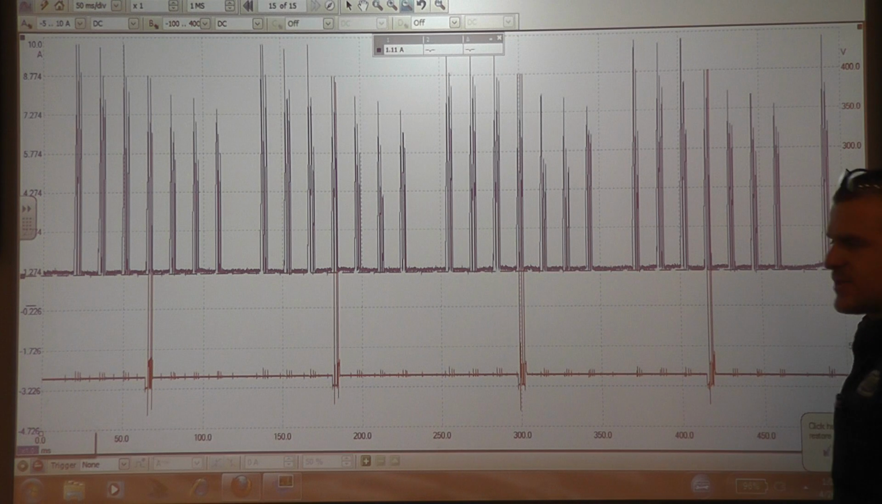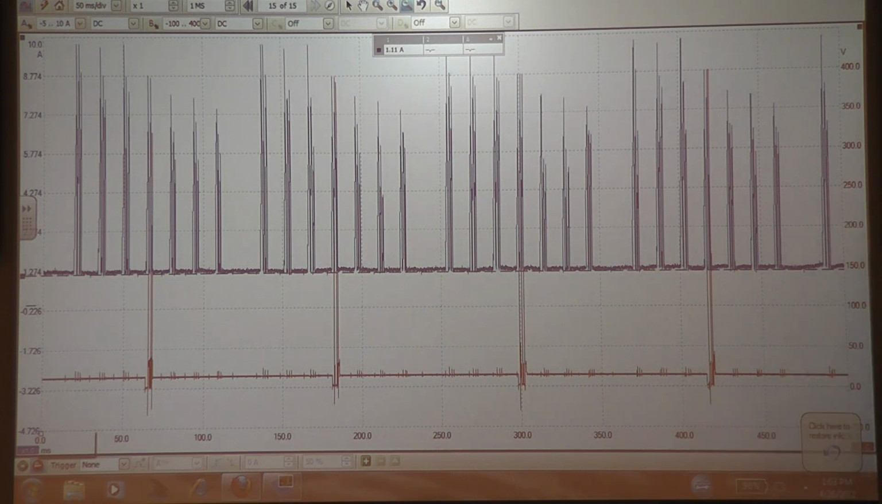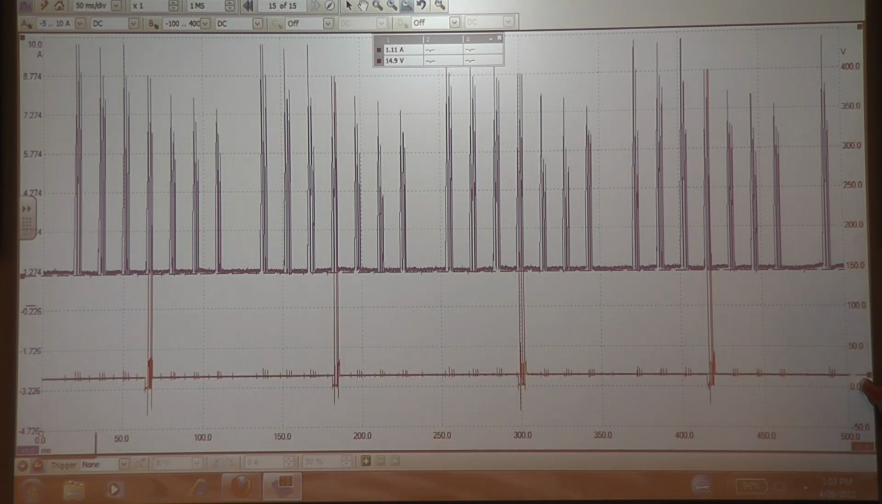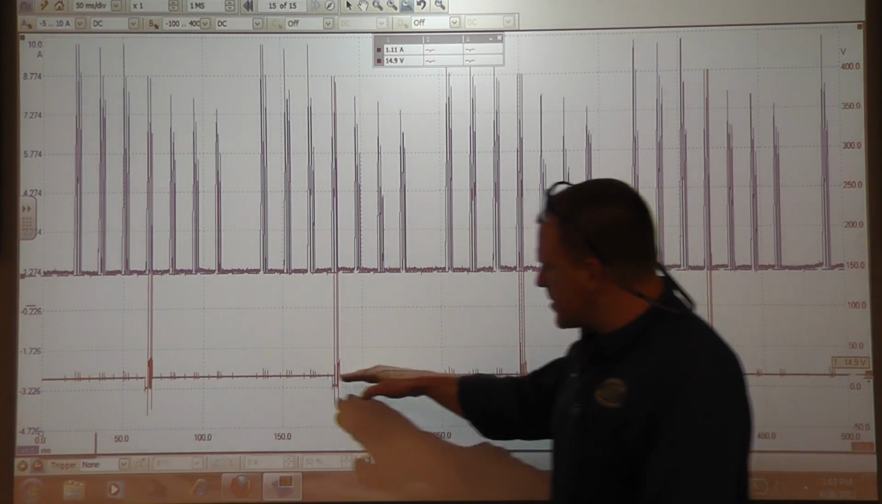This is the number 1 cylinder. If you look at this pattern to the right, you see 0 volts here. You see around 14 volts on this line. Actually, we can get a measurement there for you for argument purposes. There you go. Around 14.9 volts. My cursor's a little bit high there. Okay? So this is when the coil is off.